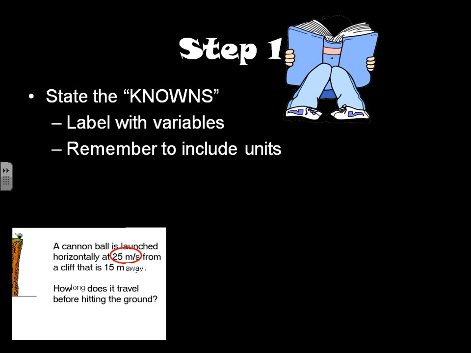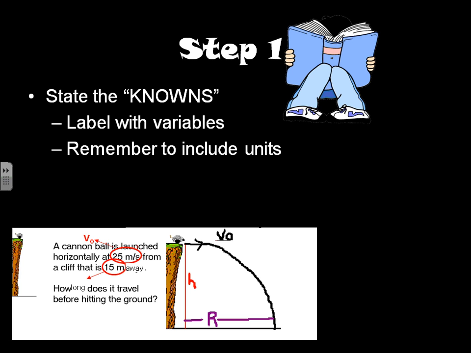And when you write them down, you're going to make sure you label them with variables and make sure to include units. So this says 25 meters per second. The units tell me that that's a velocity. This one here says 15 meters away, and the units tell me that that's a distance. So sometimes it helps to draw a picture, and you would do that in this first step when you're trying to sort out your knowns.